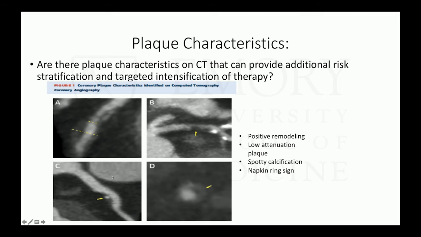Subsequently, I want to talk a little bit about plaque characteristics on CTA, and the question being, are there certain characteristics that can provide additional risk stratification to even further target therapy? Some of these things have been well reported in the CT literature, and they have pathologic correlates. Positive remodeling, where you see outward expansion of the lumen, low attenuation plaque, spotty calcifications, and what we call the napkin ring sign, which is the pathologic correlate of a thin capped fibroatheroma, all suggestive of increased risk.